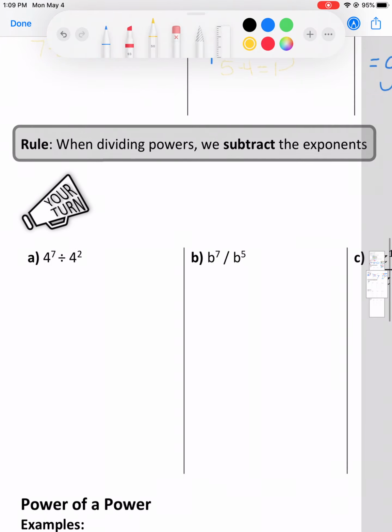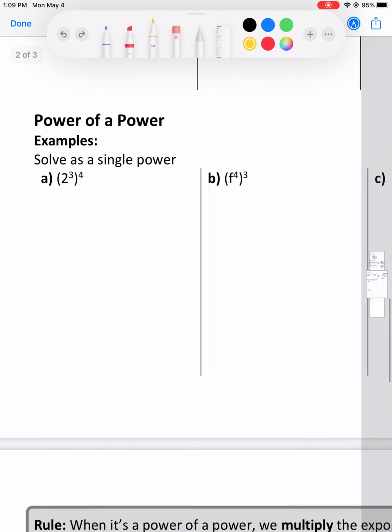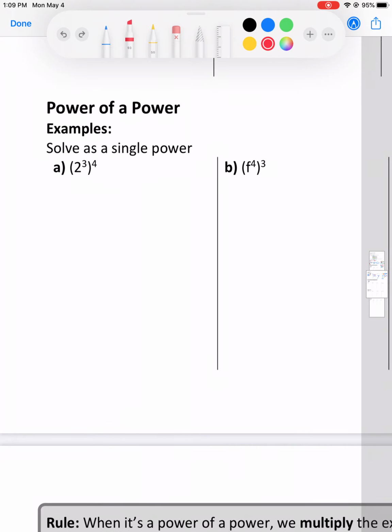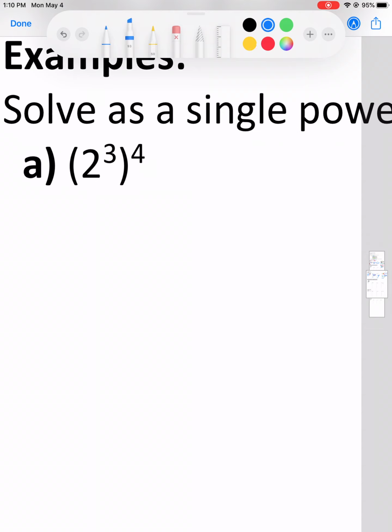For this next one, we are doing a power of a power. As you can see here, the powers are smushed up against each other. They're not separated by a multiplication or a division sign. When they're pressed up against each other, we multiply them, and I'm going to show you why. First, I'm going to get rid of that, and we're going to focus on the 2 to the power of 3, just the 2 to the power of 3 to begin with.